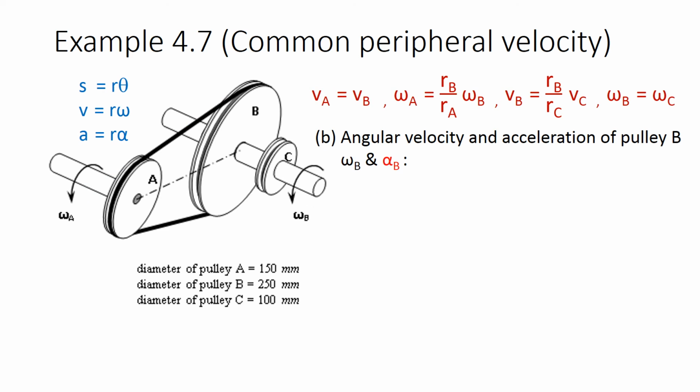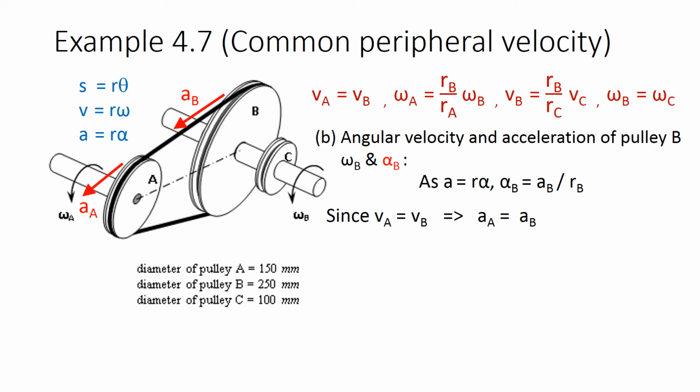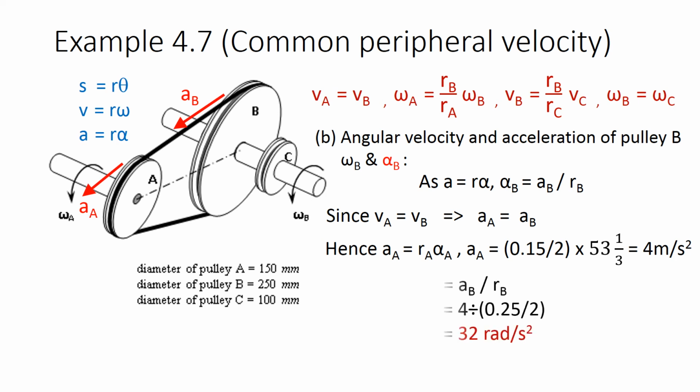Next, we'll look into how to find alpha B. So we know that a equals R alpha, and alpha B will be equal to the linear acceleration of B over the radius of pulley B. So how do we find the linear acceleration of pulley B? Well, we know that linear velocity of A is equal to linear velocity of B. That implies that linear acceleration of A will be equal to linear acceleration of B. So, linear acceleration of A can be found by using RA times alpha A. And RA is the radius of pulley A multiplied by alpha A, which we have found in part A. We will get 4 meters per second squared. And that implies that linear acceleration of B is equal to 4. So substituting into the formula again, we will be able to acquire alpha B, which is equal to 32 radians per second squared.